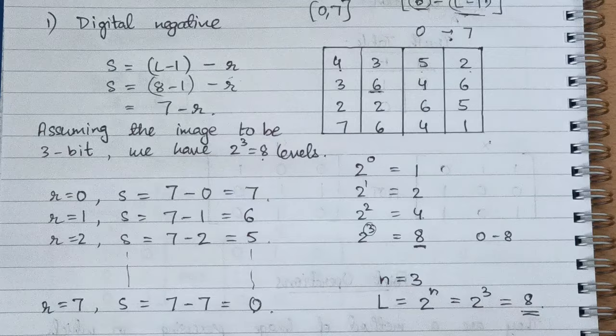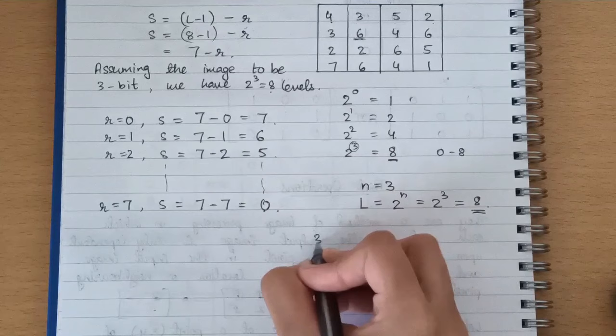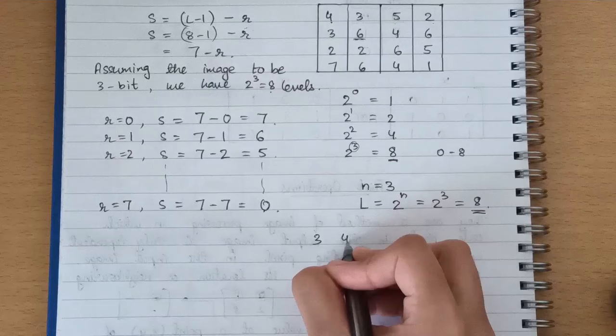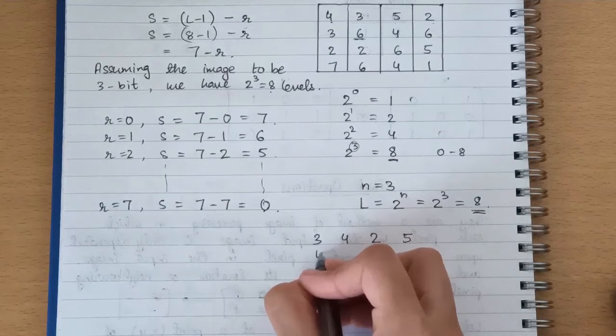Now the output image, or modified image, can be obtained with the help of these values. Okay, suppose the first pixel value is 4. So 7 minus 4 would be 3. So we write down 3 here. 7 minus 3 would be 4. So we write down 4 here. 7 minus 5, our value would be 2. 7 minus 2, 5. 7 minus 3, 4.